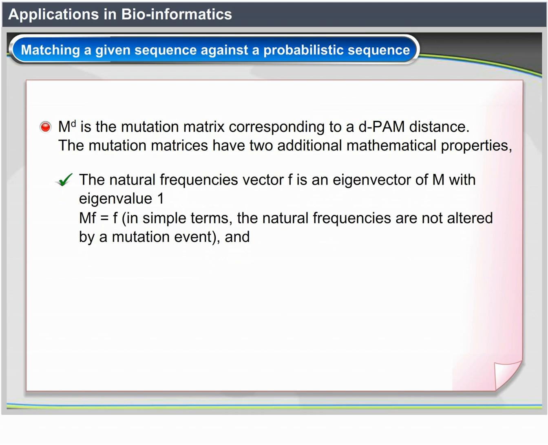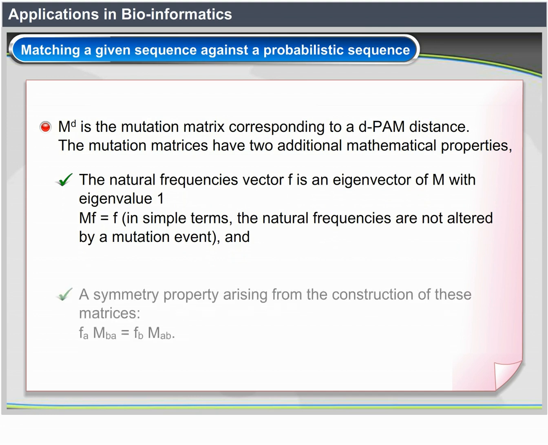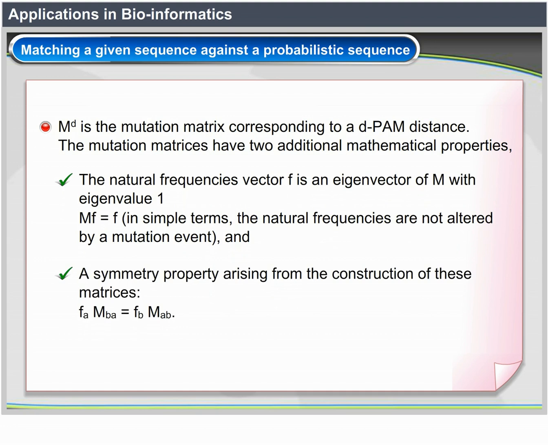1. The natural frequencies vector f is an eigenvector of M with eigenvalue 1. Mf equals f. In simple terms, the natural frequencies are not altered by a mutation event. And 2. A symmetry property arising from the construction of these matrices, Fa into M_BA equals Fb into M_AB.